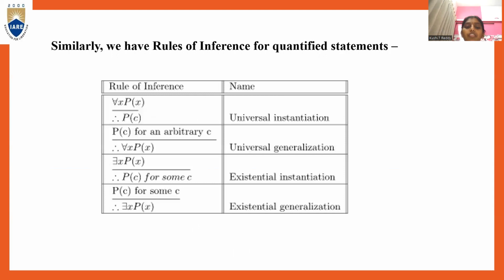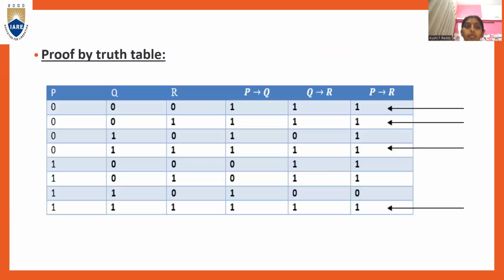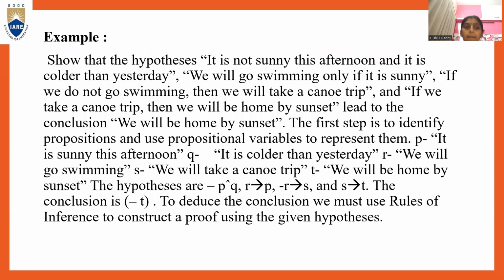And next is for the quantifiers. For all x P of x can be written as P of c, and P of c can be written as for all x P of x. And there exists x P of x can be written as P of c for some c, and P of c for some c can be written as there exists x P of x. So these are the important formulas. So using these formulas, you are going to solve the examples using separate hypotheses. You are going to derive a particular conclusion.